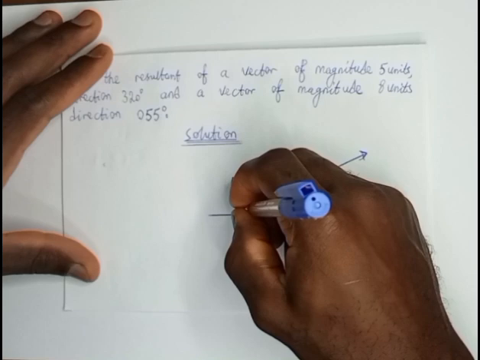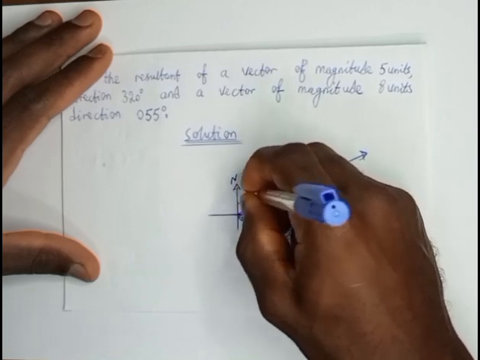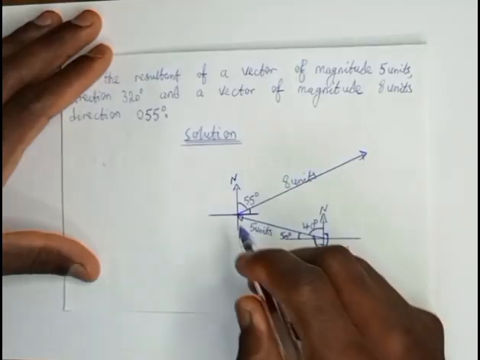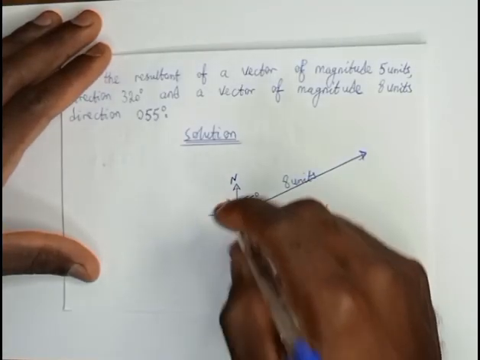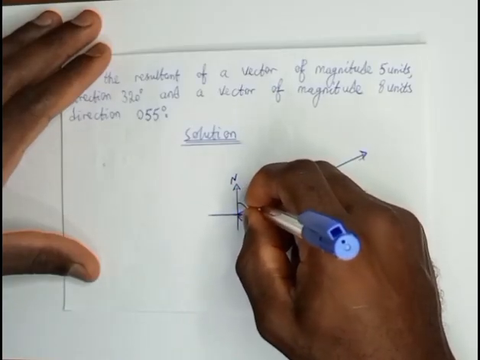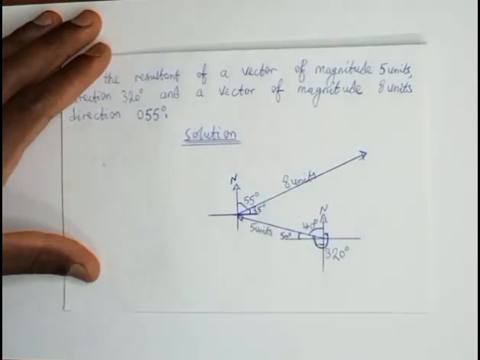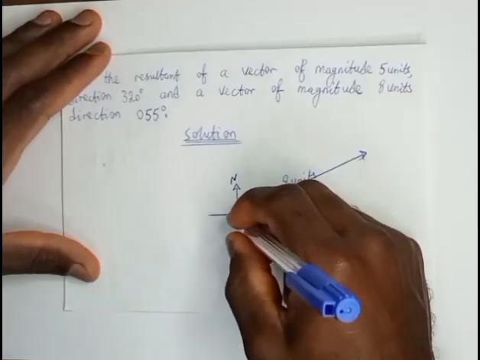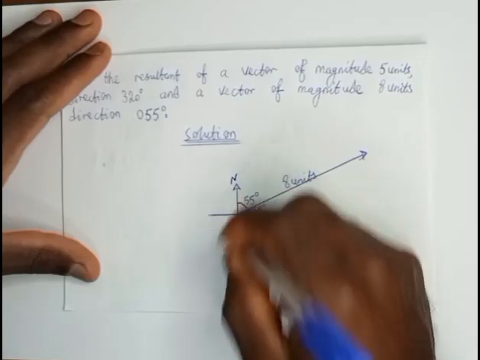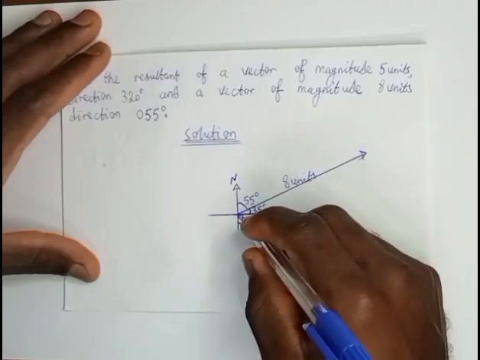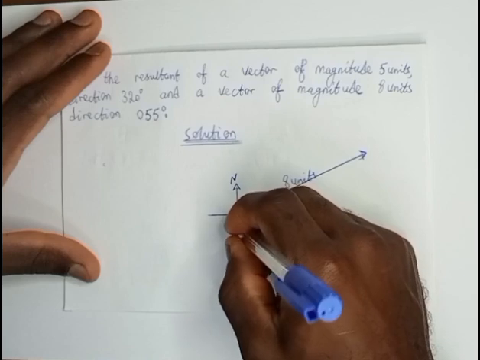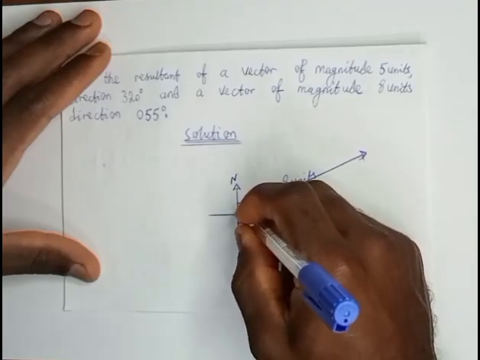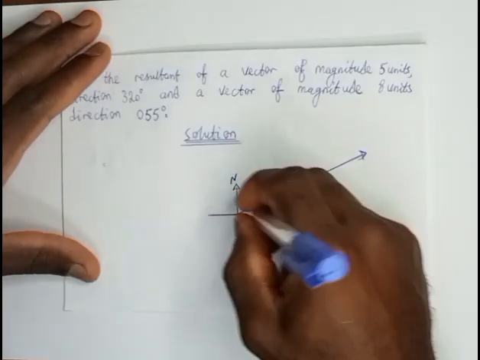This angle is 55 degrees. Then this angle here will simply be 90 degrees minus 55 degrees, which gives us 35 degrees. This angle will simply be, these two are alternate angles, so they will be the same, 40 degrees. If this is 40 degrees, then this angle here must be 50 degrees.